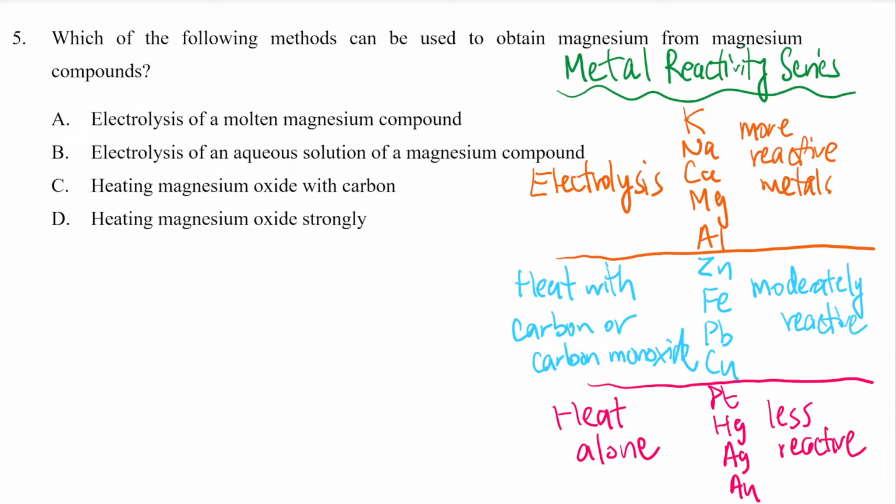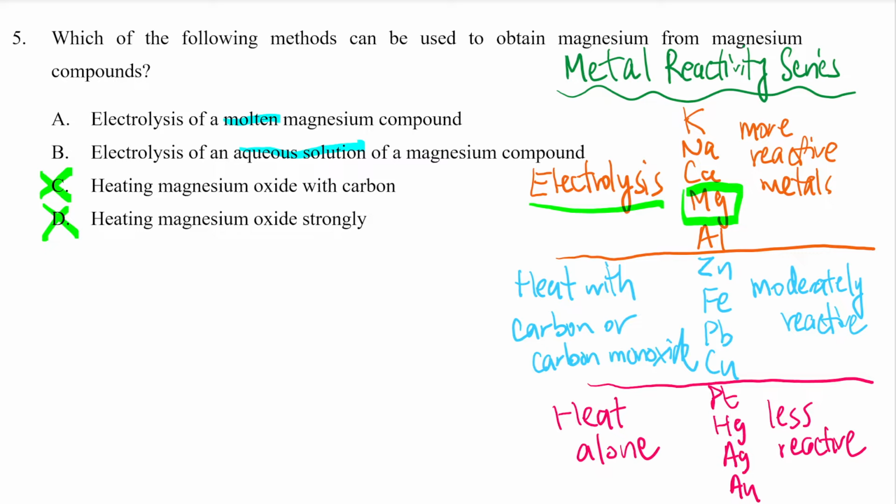So now, where is our magnesium? Magnesium is over here. It's in the more reactive metals group. So for that, I'll need to do electrolysis. That means immediately I could cross out C and D. Now the difference between A and B is that it says electrolysis of molten magnesium compound or the electrolysis of the aqueous solution. So which electrolysis should I do?